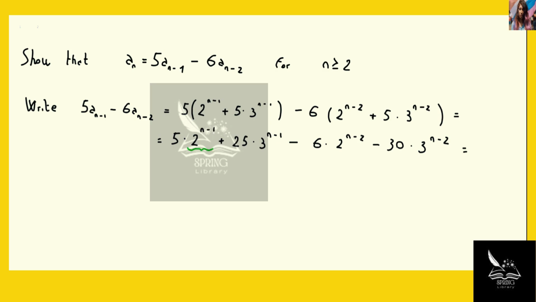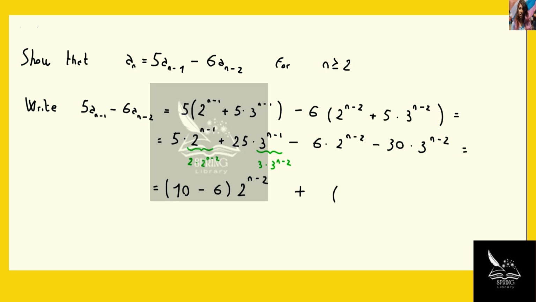And to do that, we observe that 2 to the n minus 1 is equal to twice 2 to the n minus 2. And similarly, 3 to the n minus 1 is 3 times 3 to the n minus 2. This way we can factor out the power of 2 to the n minus 2 and 3 to the n minus 2. So let's do that. Let's factor out all the coefficients in front of 2 to the n minus 2. Then there becomes a 10, and then we have minus 6, 2 to the n minus 2.